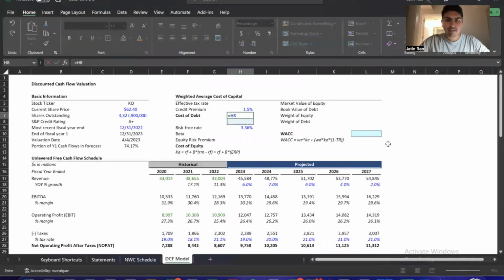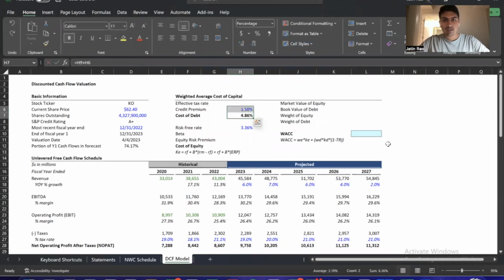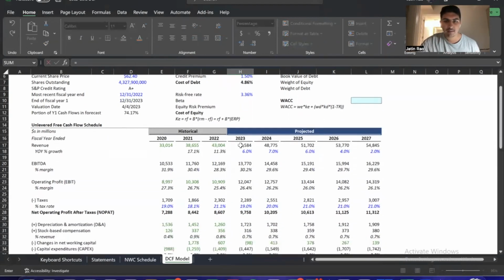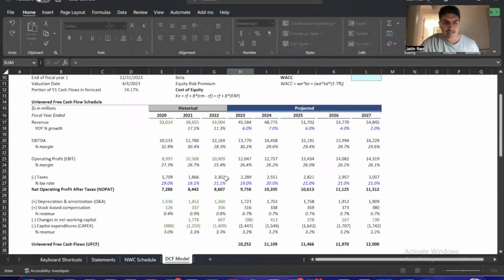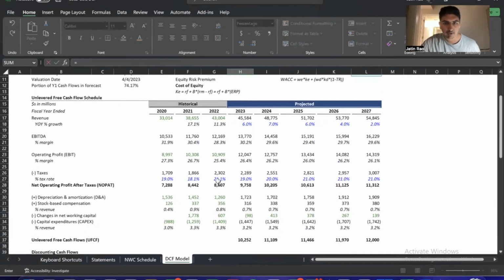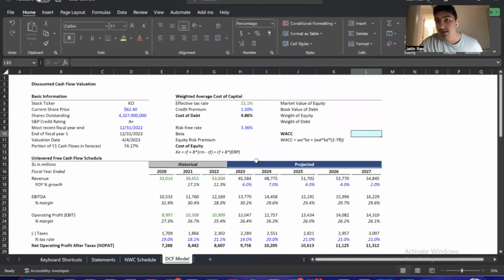And its cost of debt, very simply, is the risk-free rate plus this credit premium. So the appropriate cost of debt, the appropriate expected return to debt investors for any debt that Coca-Cola issues, is roughly 4.86%. So this is its cost of debt. I will also put in their tax rate because this is going to be pretty important for when we calculate the WACC. So that is the first piece.